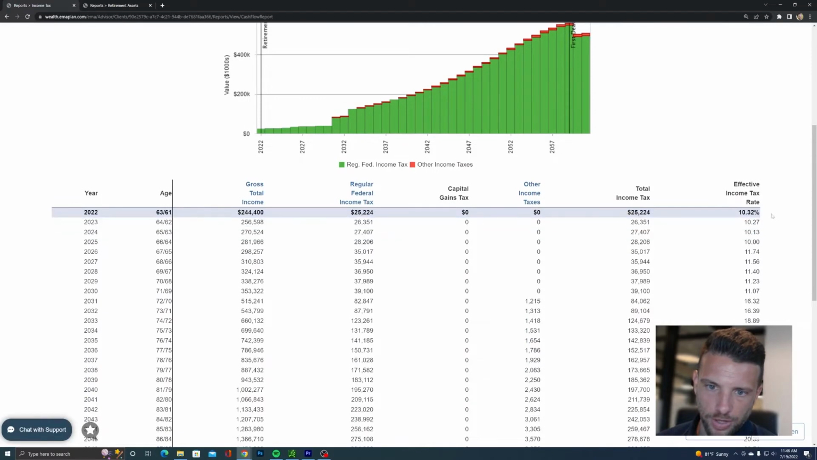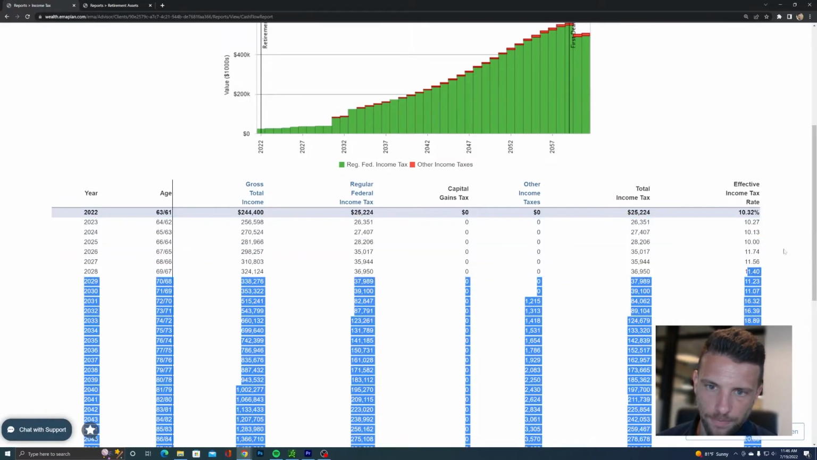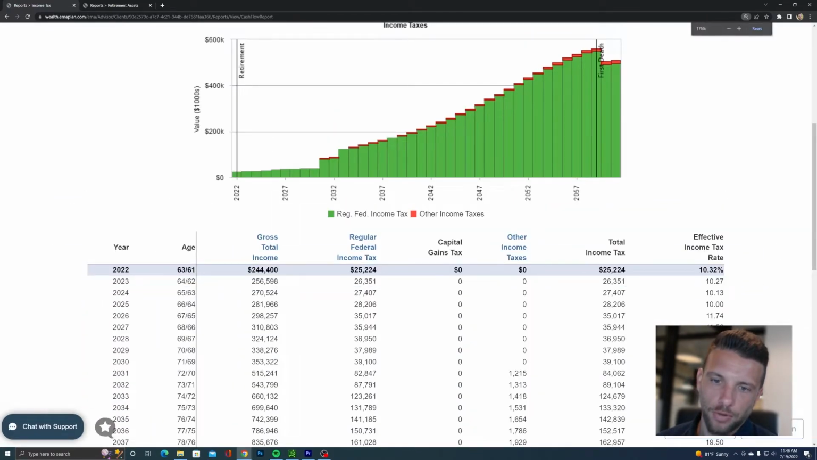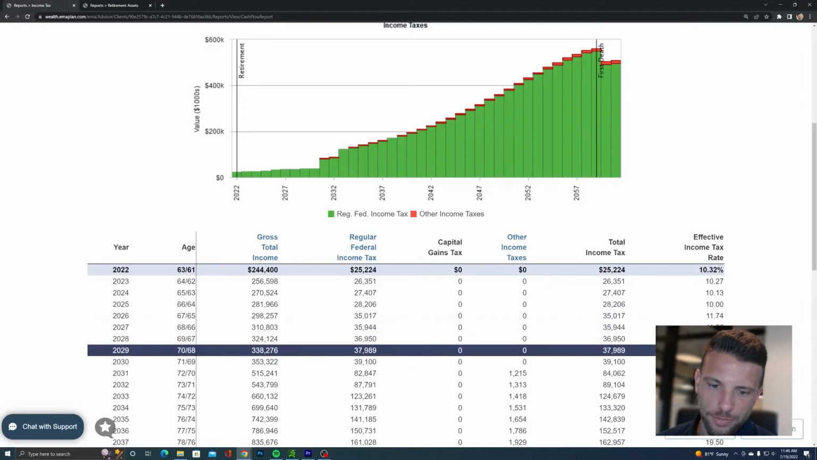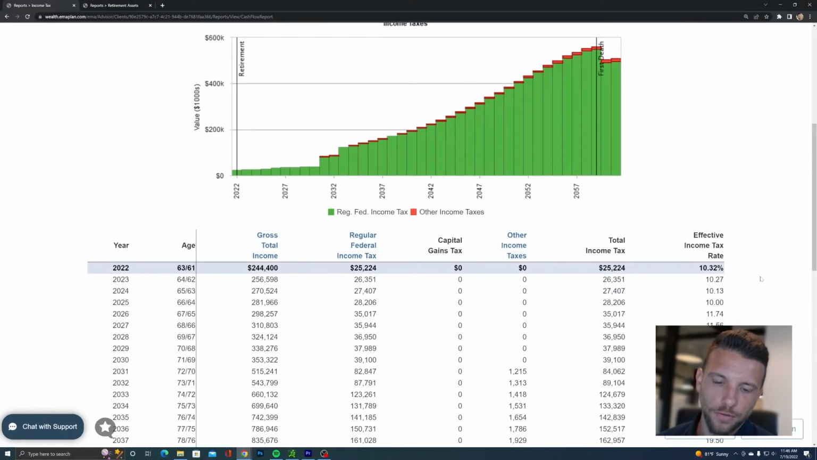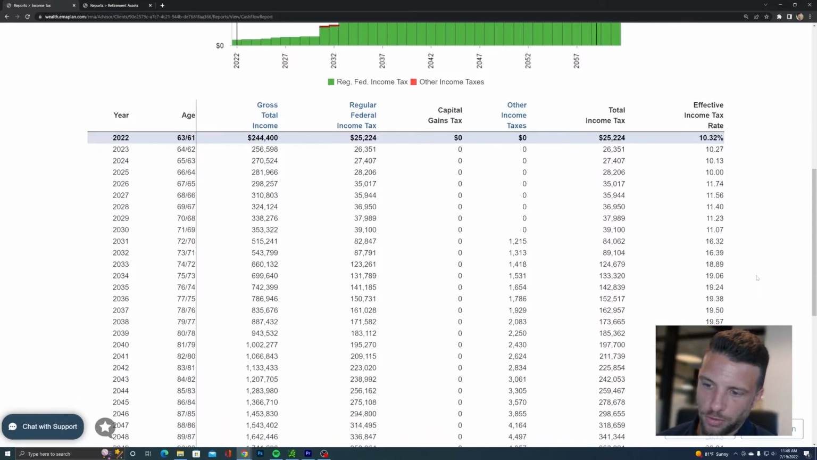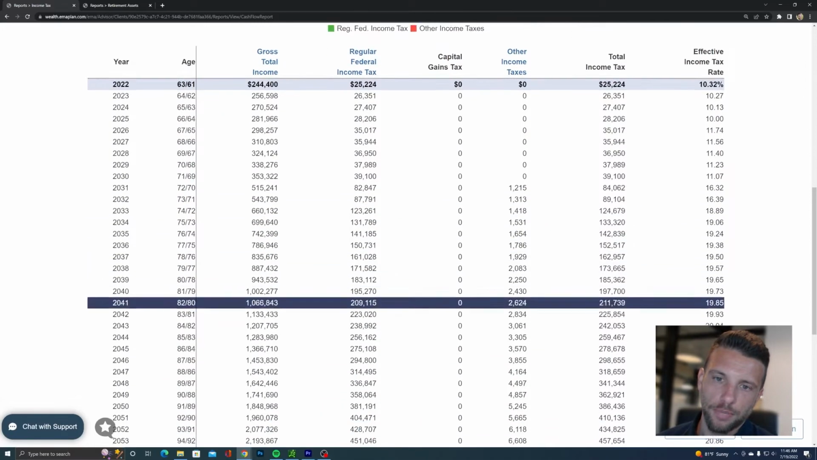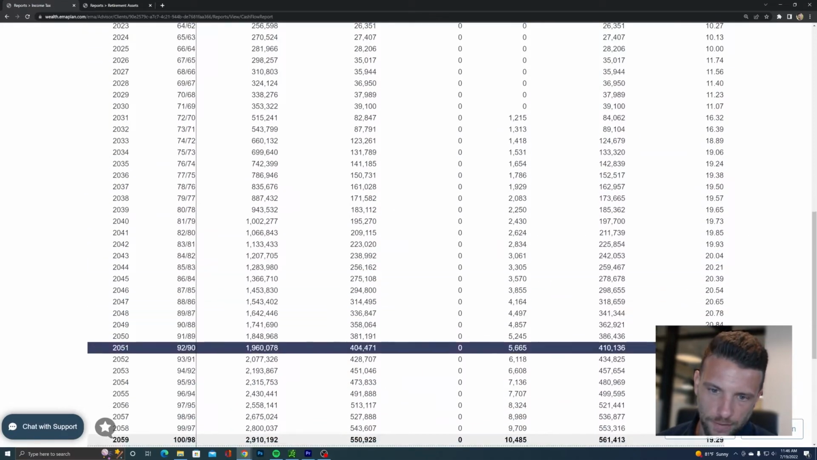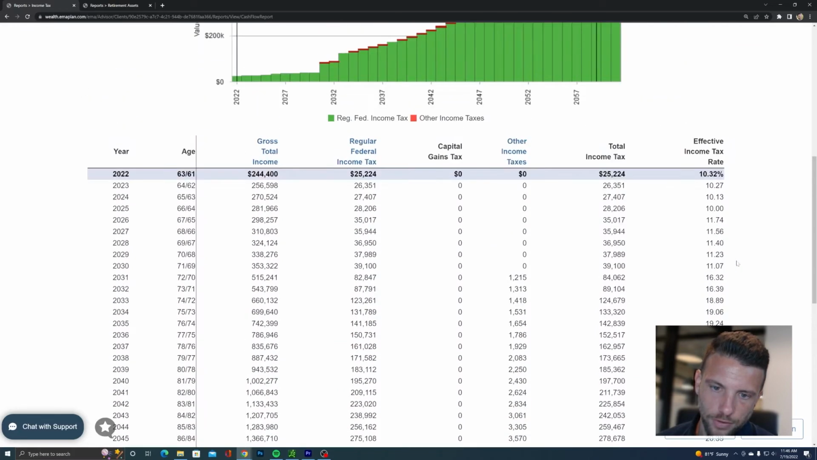lower tax rate environment. Their effective tax rate, the amount of tax they pay per dollar that they earn during this time, is much lower than it is out here into the future, especially as we get further into their 80s, where it's 20 some odd percent. So what we want to do is take advantage of the conversion throughout this 10-year period.